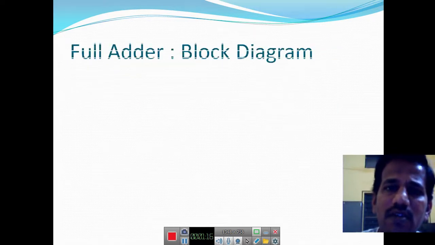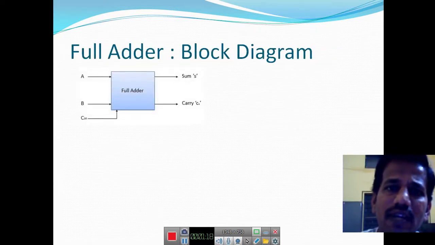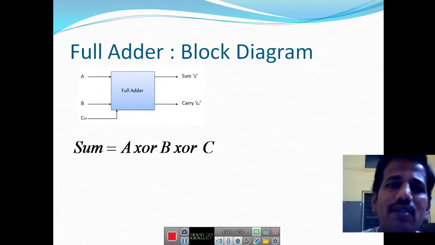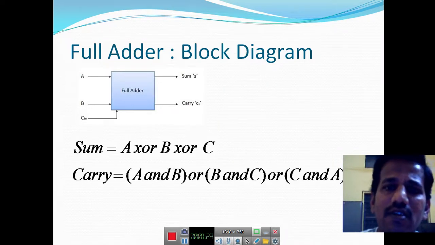And similarly, you can see the block diagram for full adder circuit which consists of three inputs A, B and C in, and it has two outputs sum and carry. The Boolean expression for sum and carry are denoted as sum is equal to A XOR B XOR C, and the carry will be A and B, ORed with B and C, and ORed with C and A.